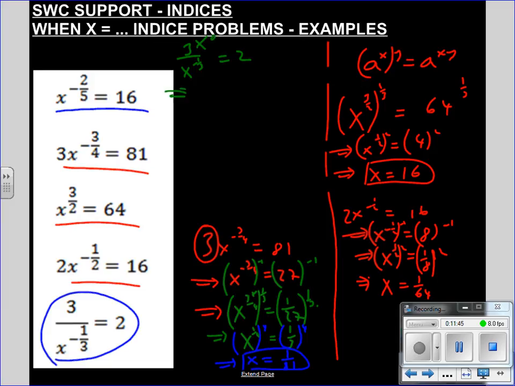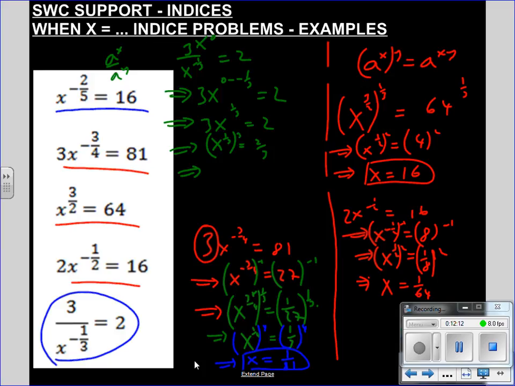So you could look at that as a to the x over a to the y again, right? Remember, x to the 0 is 1. So that is 3x to the 0 minus a third, equals 2. So therefore that's 3x to the third equals 2. And now we can go for it, can't we? Because if we divide by 3, we get 2/3.